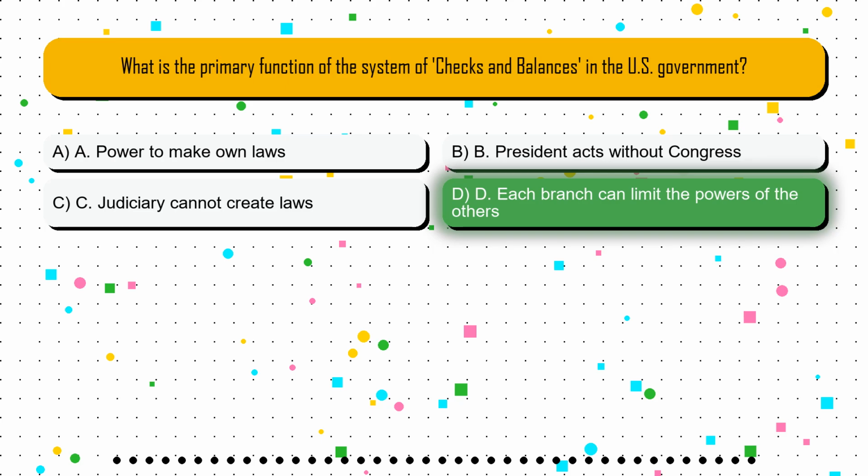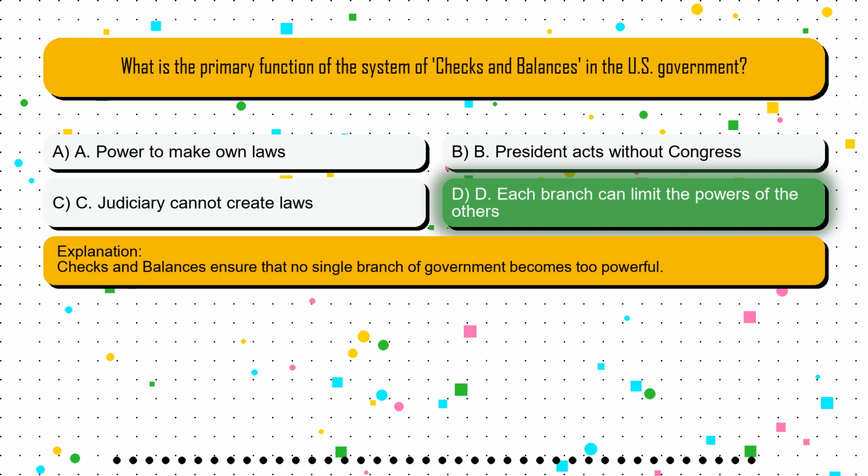The correct answer is option D. Each branch can limit the powers of the others. Checks and balances ensure that no single branch of government becomes too powerful.